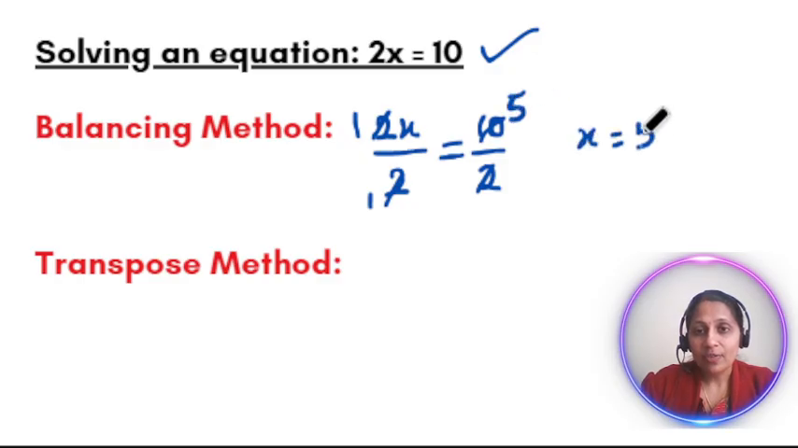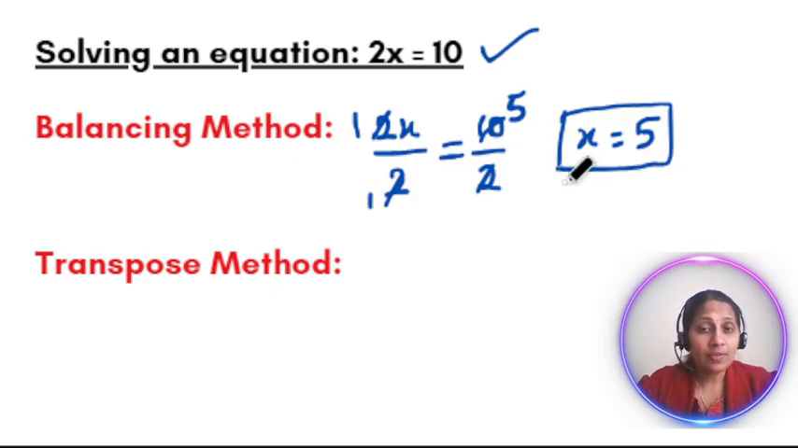So x is simply 5. So this is called the balancing method, where we balance in each and every step. If, for example, you had 5 here, then the first step is to remove this 5. We will be subtracting 5 on both sides, and then we will divide both sides by 2. So every step we will be balancing the equation. This is called the balancing method.